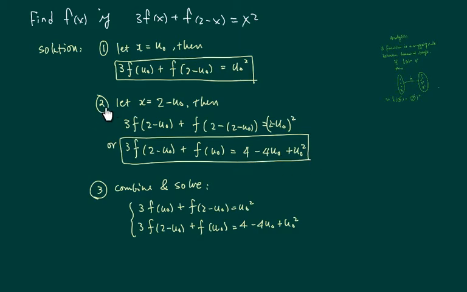Having gotten through number 2, step 3 is pretty easy. We're going to combine the equation from step 1 and the second equation from step 2. Now we have 2 equations and 2 unknowns. The unknowns are this variable and f of u0. From here, it's relatively simple. Let's solve this one.